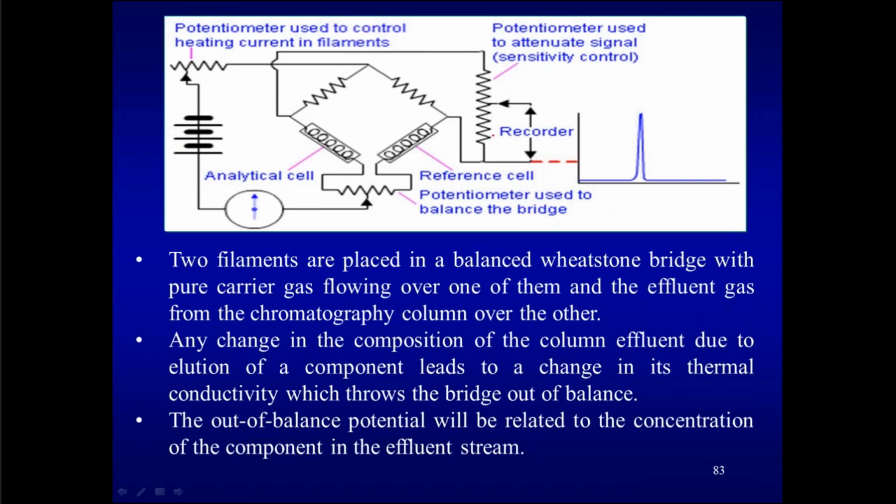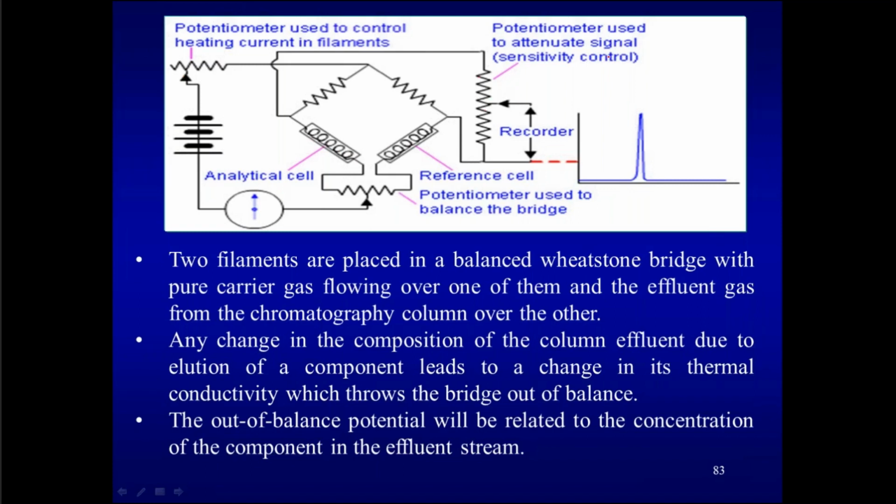So you have these other potentiometers. Here in this diagram, you can see a potentiometer. This is used to control the heating current in the filaments. Because I told you in the beginning, these two filaments are electrically heated. So that's done with this potentiometer.